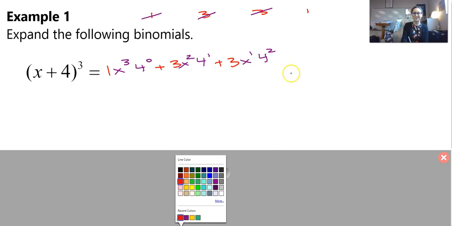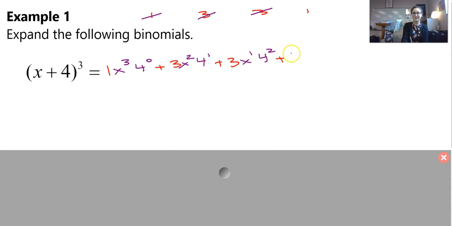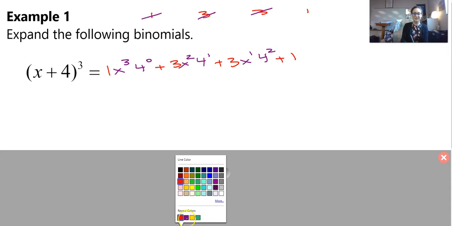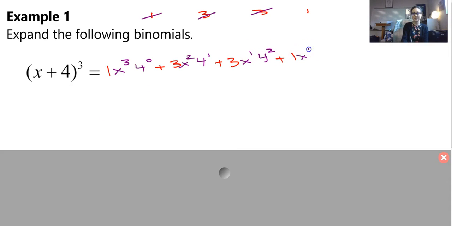And then my last coefficient on Pascal's triangle is 1. The power on x moves down from 1 to 0. And the power on 4 moves up from 2 to 3. Okay? And now I'm done with that. So it should have had 4 terms, and I do. So now we'll just clean this up. I don't need the 1. I have x to the 3rd here, and 4 to the 0 is just 1. So this first term is just x cubed.